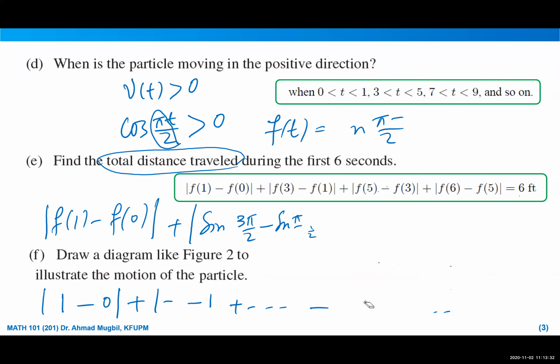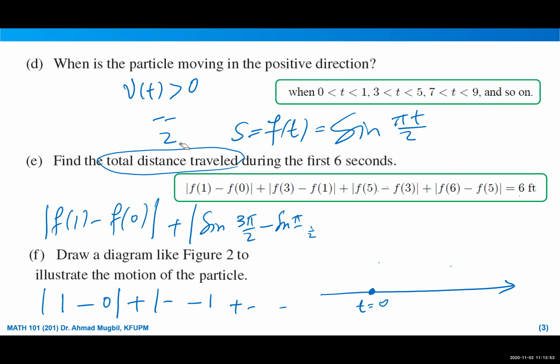Now what we have, Shabab, let's say this is the direction that we are going to go through. This is the start time, t equals 0. What is the function? What is f of t? It is sine of pi t over 2. When this is s, the distance, and t is 0, s will be 0, because if you put t equals 0, s will be 0. Now, in the positive direction, from 0 to 1, it will go this way, up to 1.